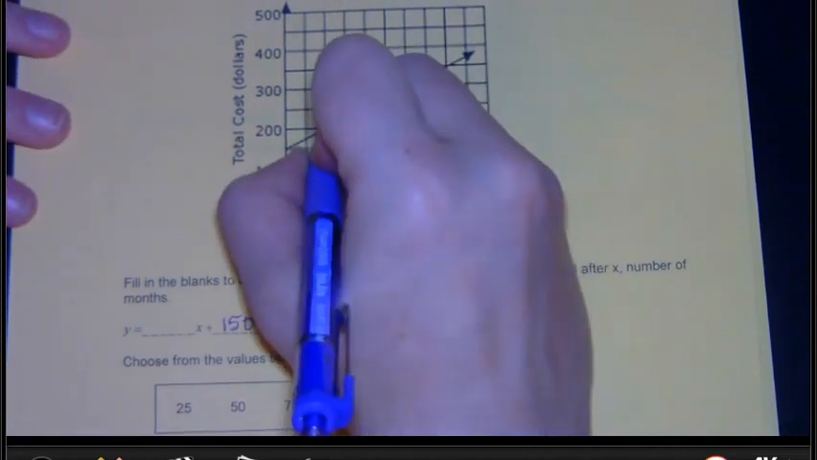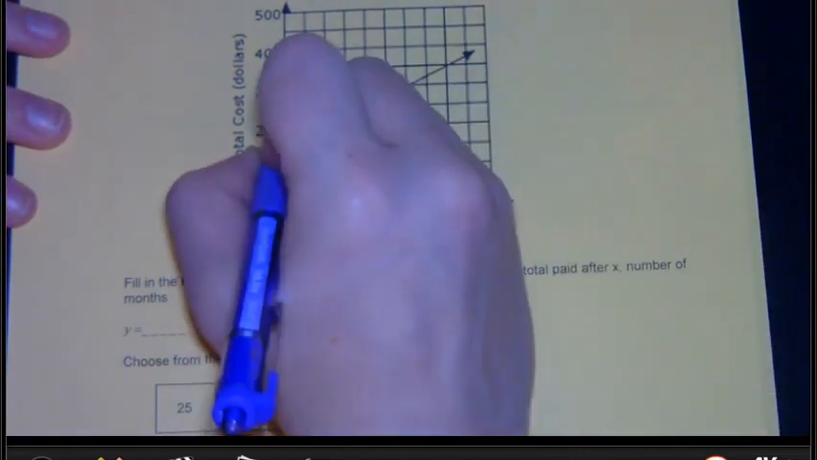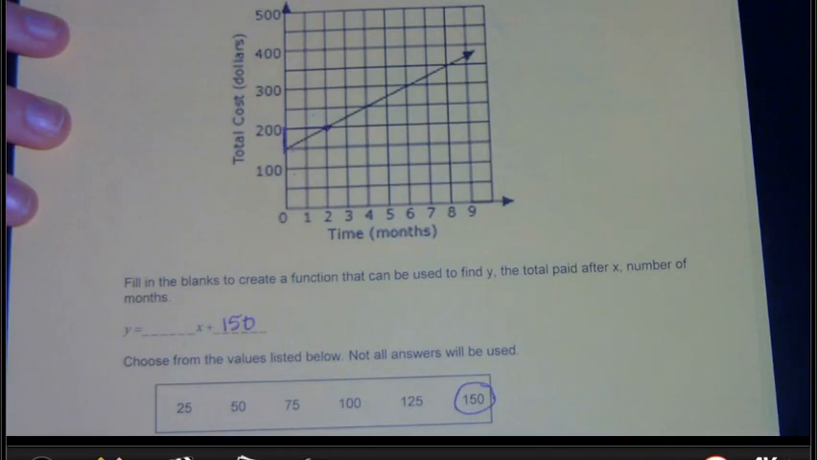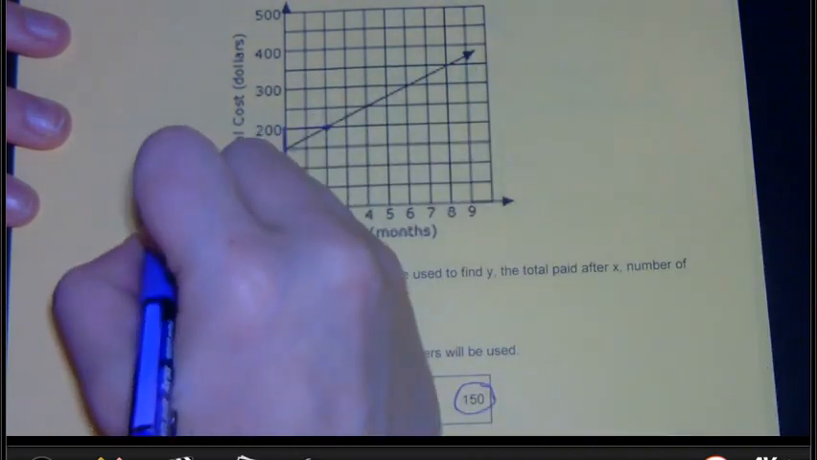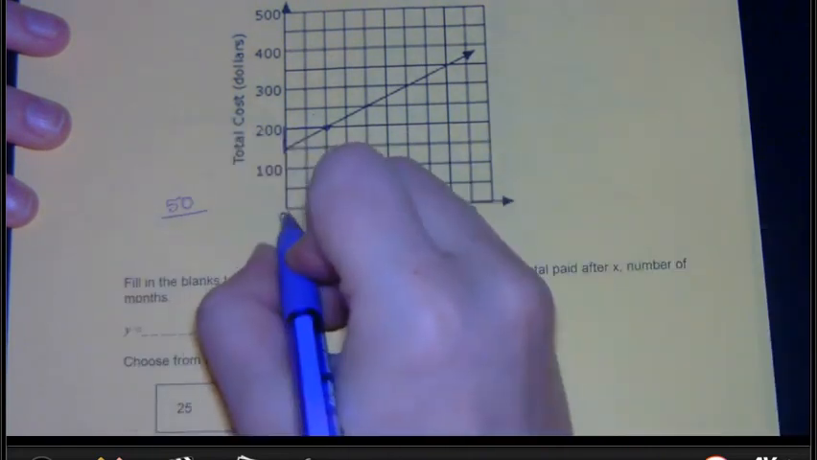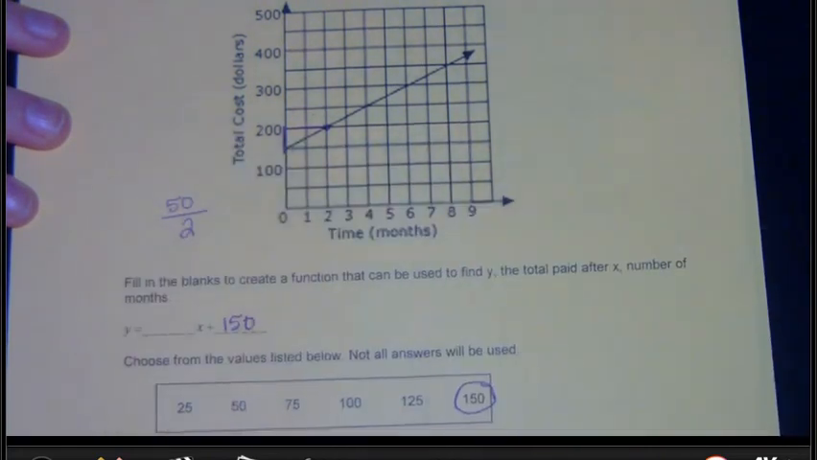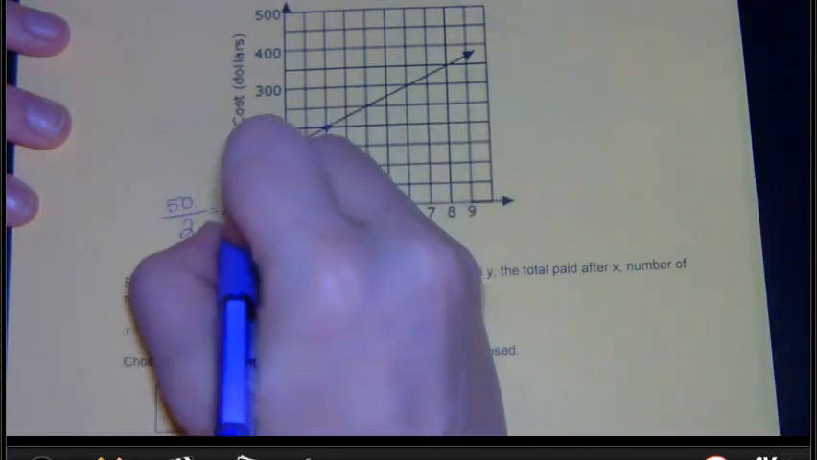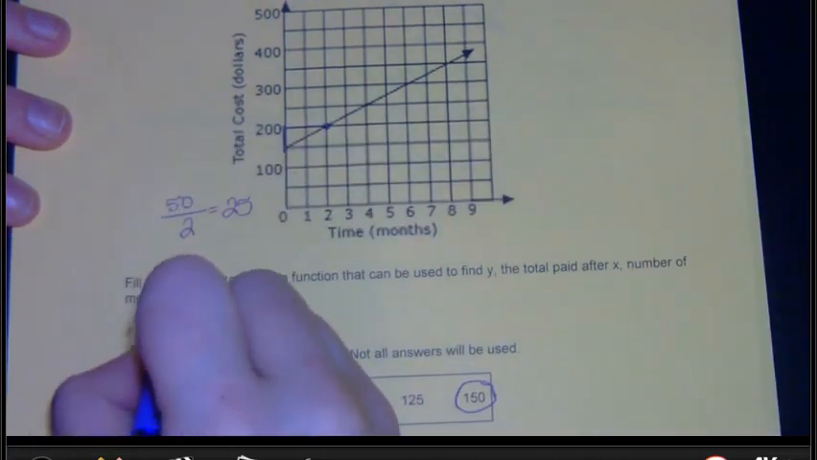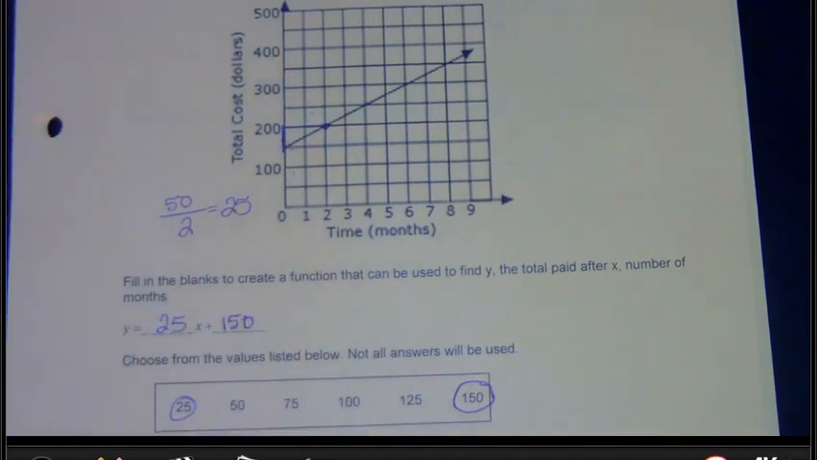It looks like my next dot is going to be here at 1 and 200. So I've got to think, I have to do rise over run. Well, if I'm rising, I go from 150 to 200. I rose up 50 over the span of 2 hours, or 2 months, I should say, and 50 divided by 2 is 25. So my slope is 25. So my equation should be y is equal to 25x plus 250.